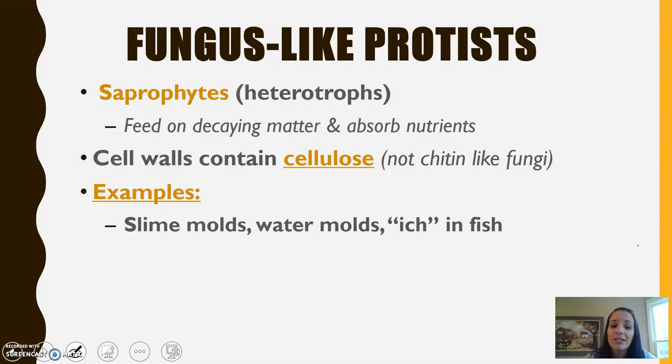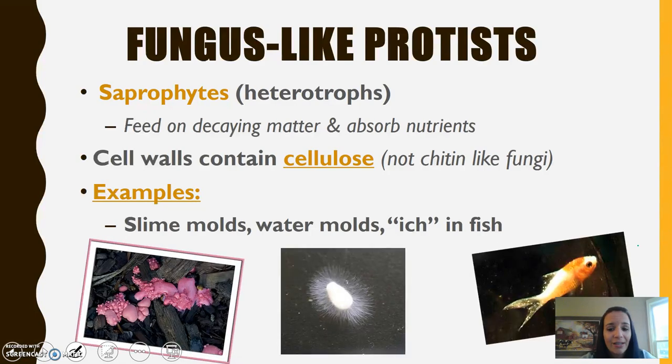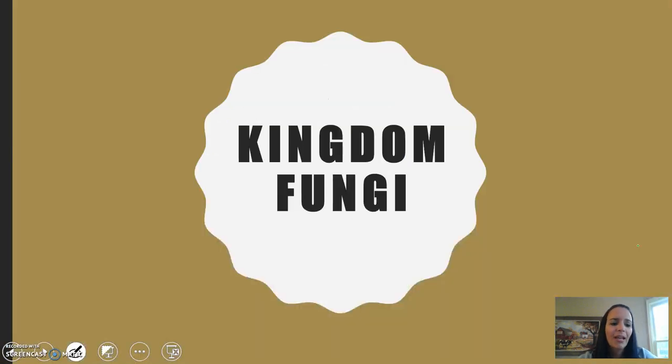And some examples here: slime molds, water molds, and if you've ever had a fish tank, you know that ick is something that can be really, really bad for your fish. This is also a fungus-like protist. Now let's move on to fungi.